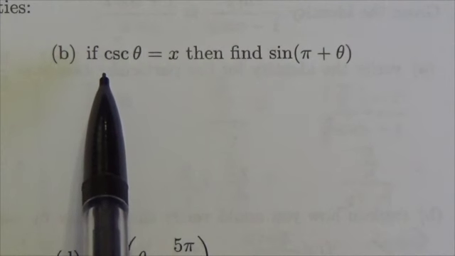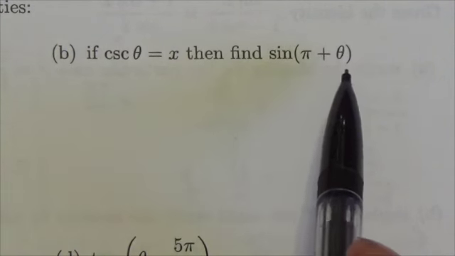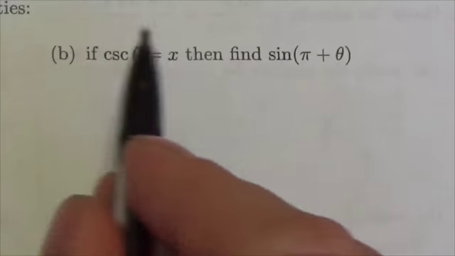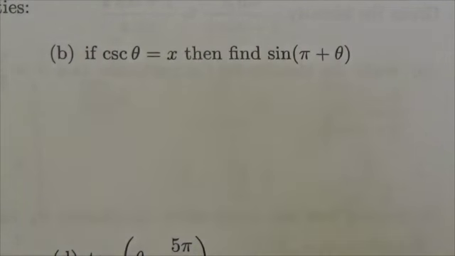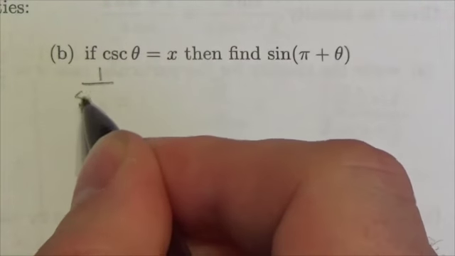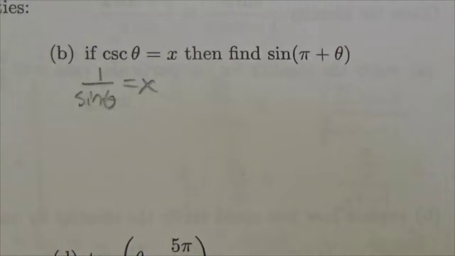It says if cosecant of theta is equal to x, then find the sine of pi plus theta. Okay, first of all, let's deal with the information we're being given right here. If the cosecant of theta is equal to x, what does that mean? They're trying to tell you that 1 over the sine of theta is equal to x.